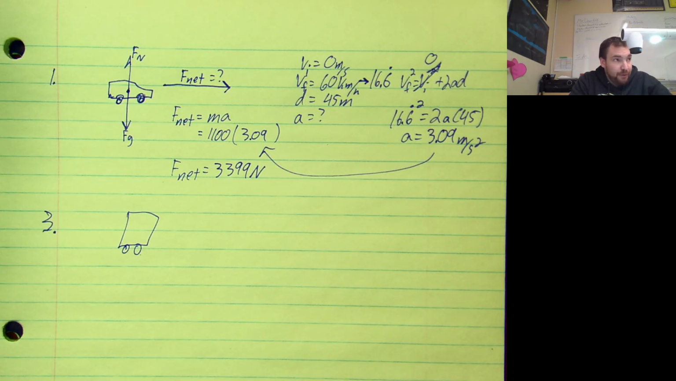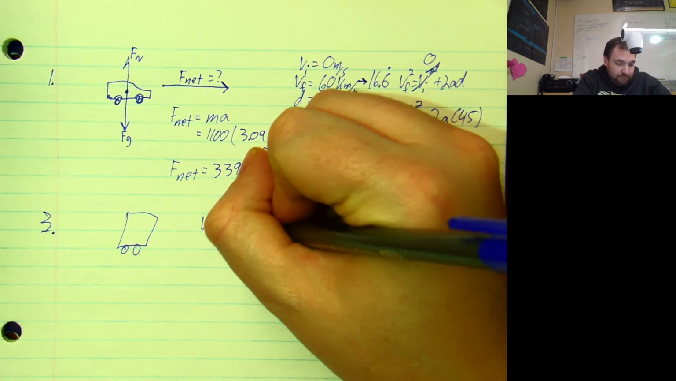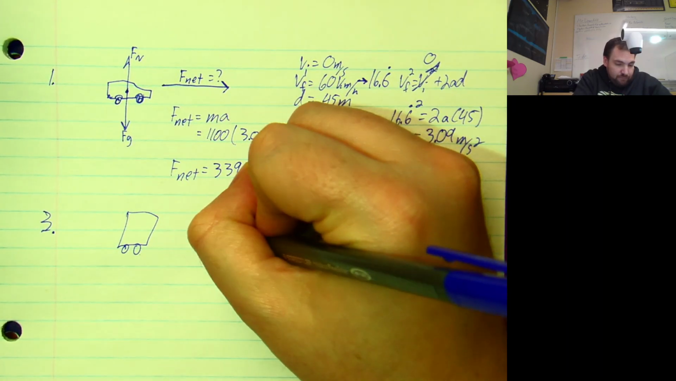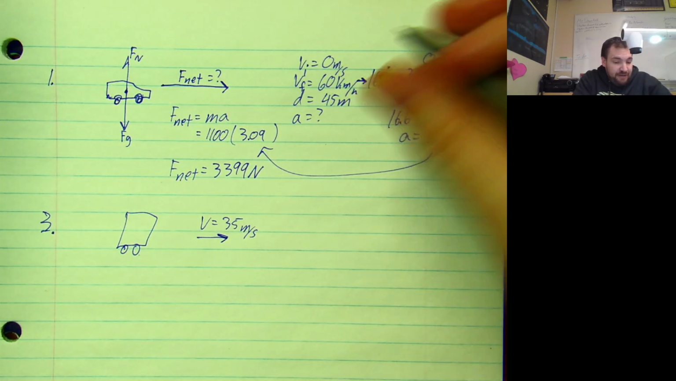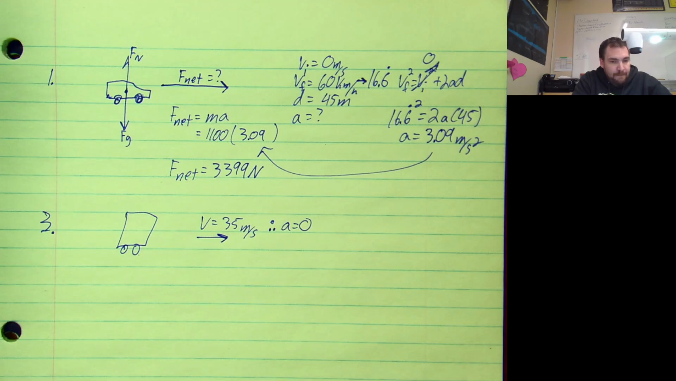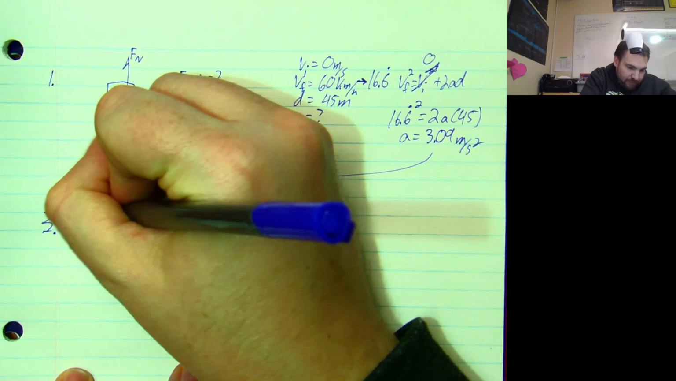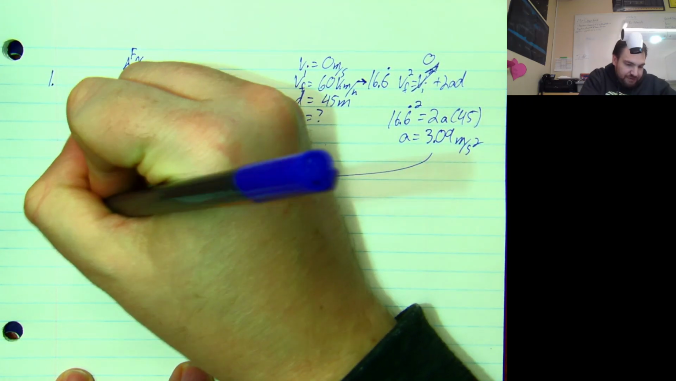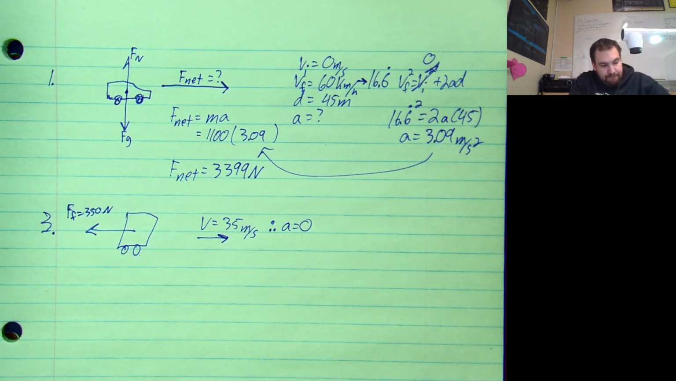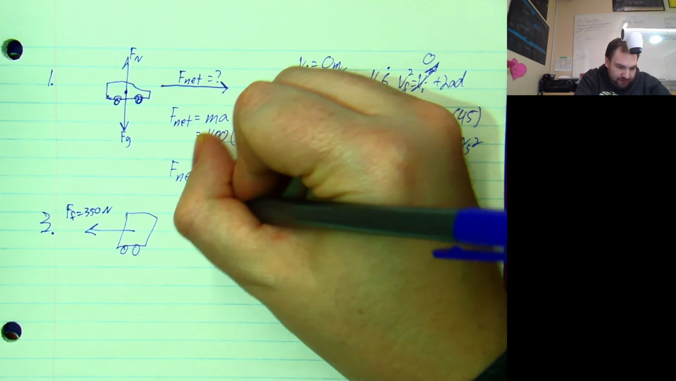What are we told about the car? Car has a speed of 35 meters a second. So we're told that's a constant speed, therefore acceleration equals 0. Okay, what else are we told? 350 newtons of friction acts against it. Force of friction equals 350 newtons, okay? And its mass is 950. We know the mass is 950. I'm just going to put that over here.